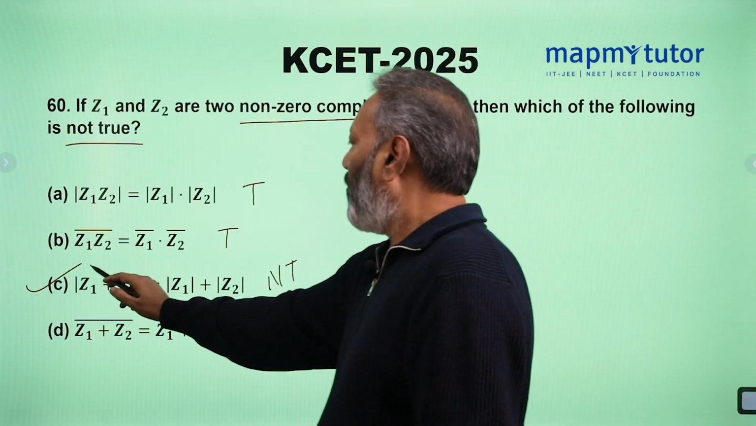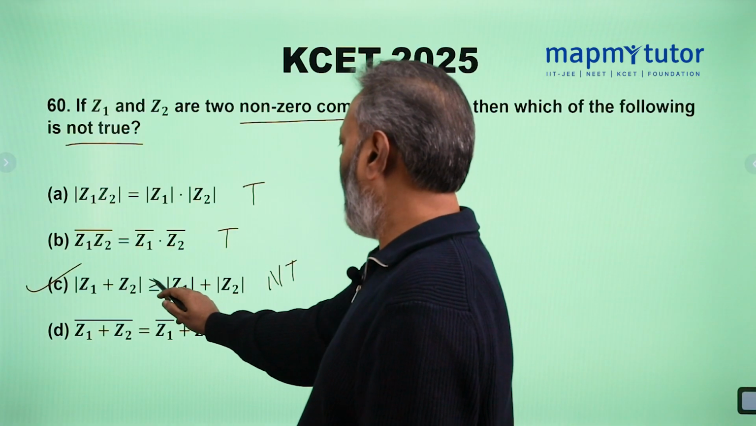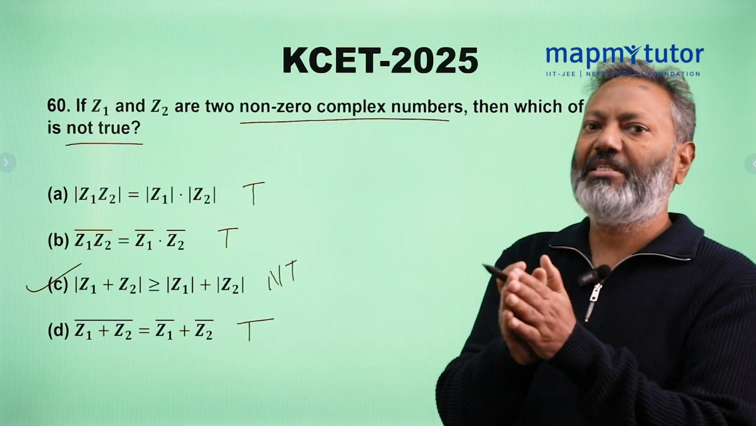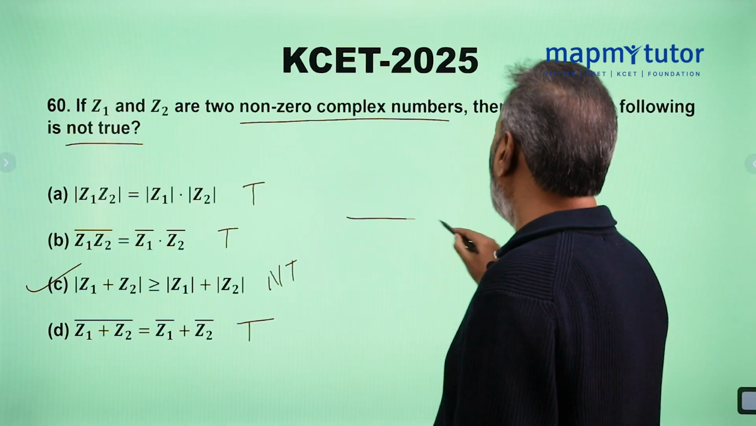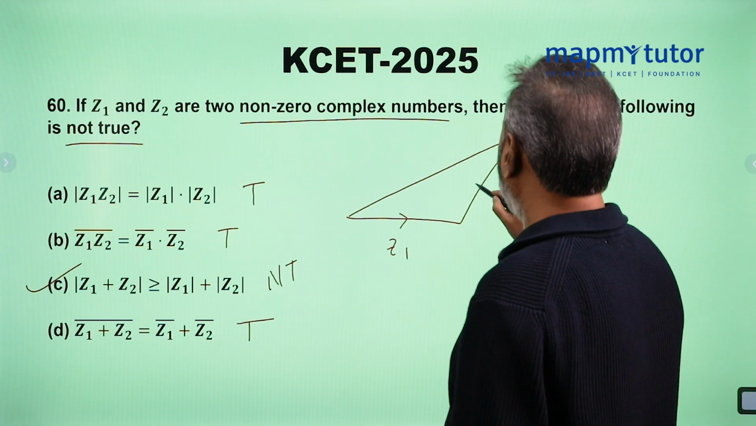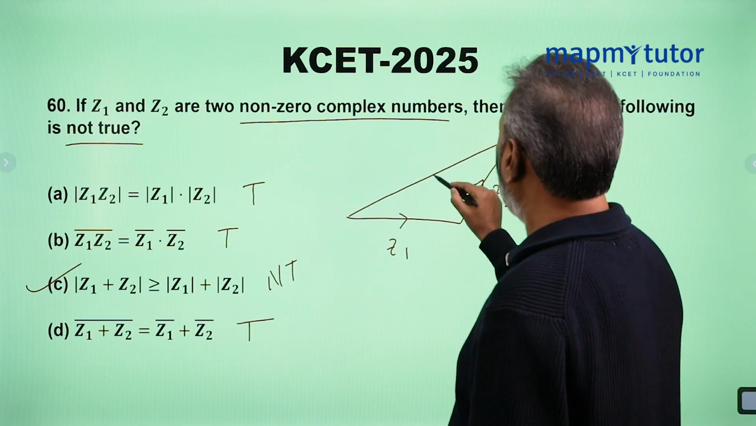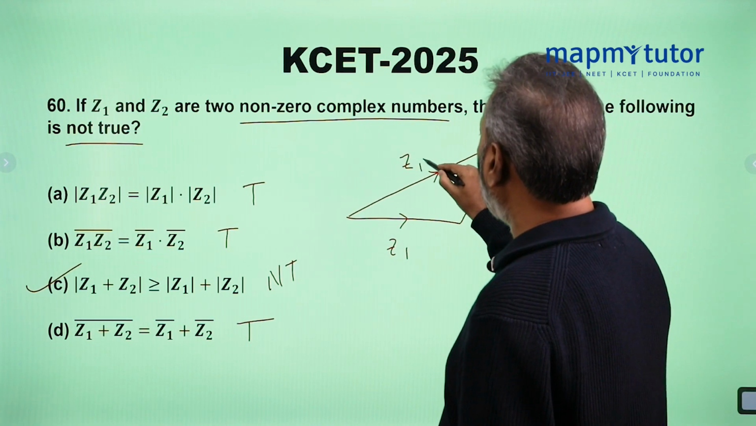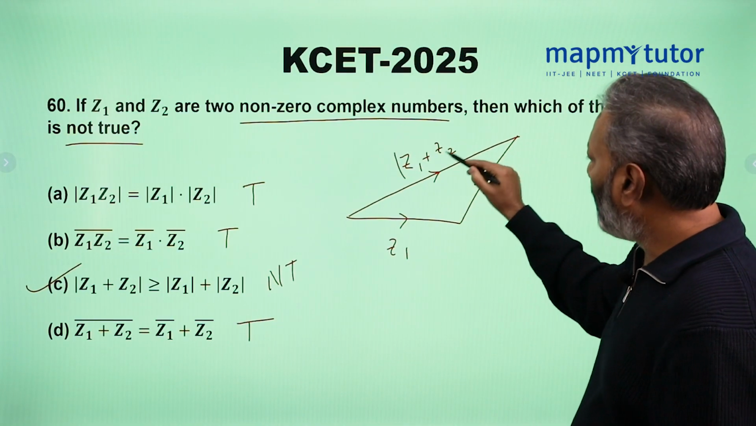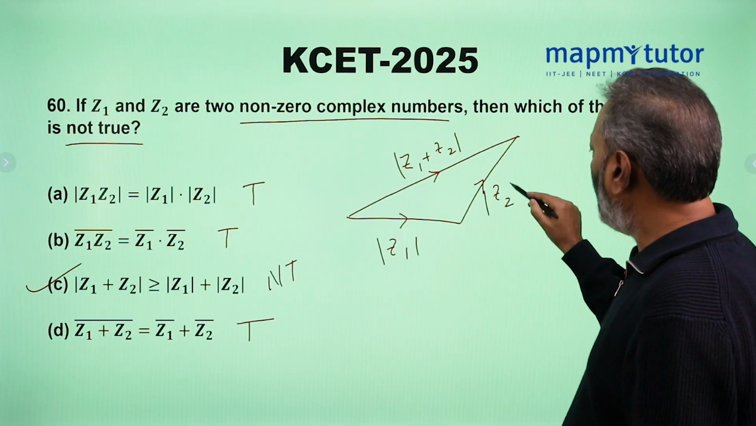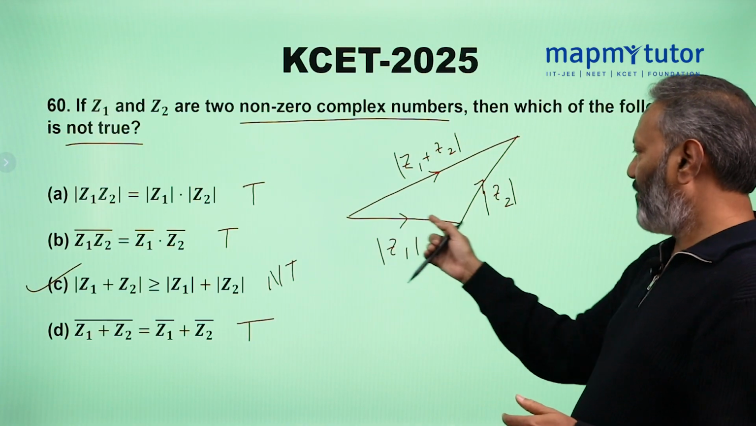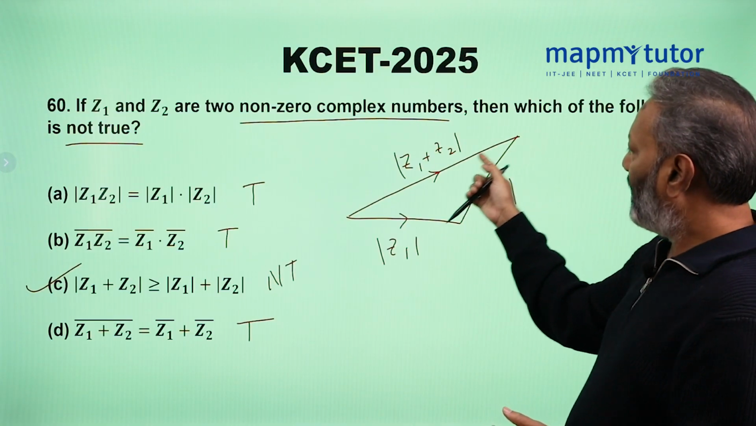So, what is that? Mod of Z1 plus Z2 greater than or equal to mod Z1 plus mod Z2. We know the modulus of any complex number represents its magnitude. Let me consider a triangle where one side is Z1, the other one is Z2. Automatically, the third side will be Z1 plus Z2 using our vector knowledge. And if I put modulus now, we know they represent the lengths of the sides: mod Z1, length of the first side, length of the second side, length of the third side.